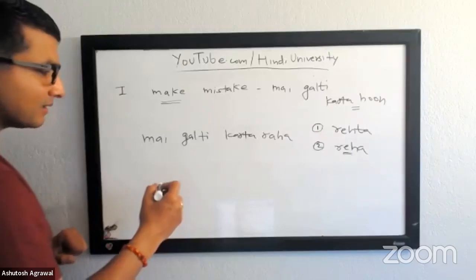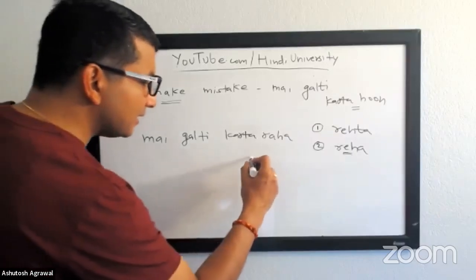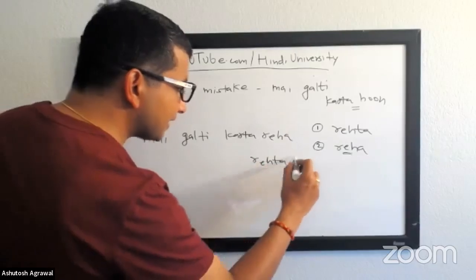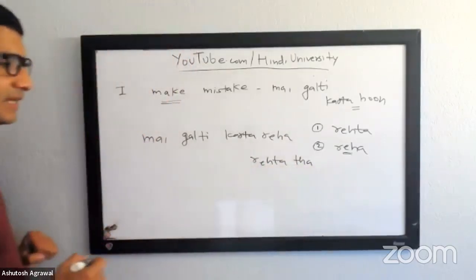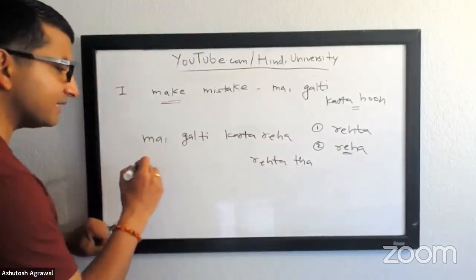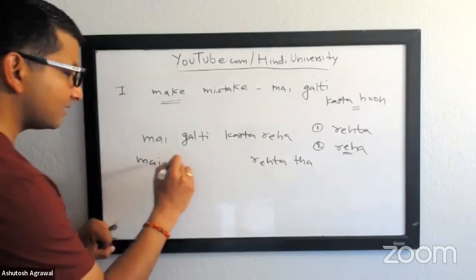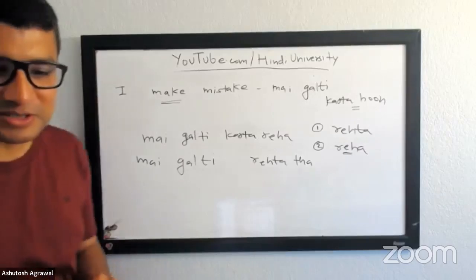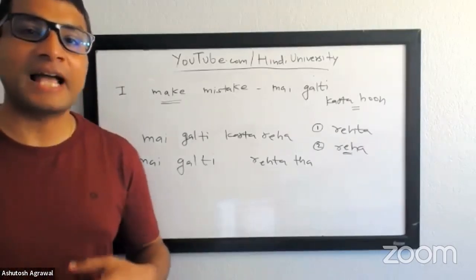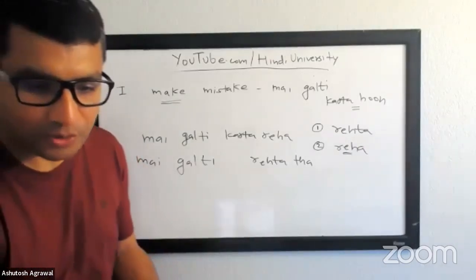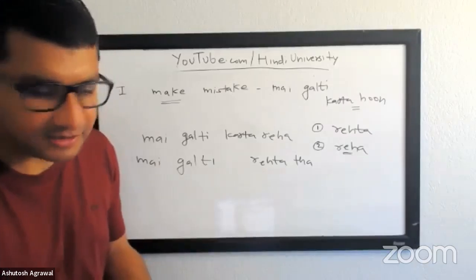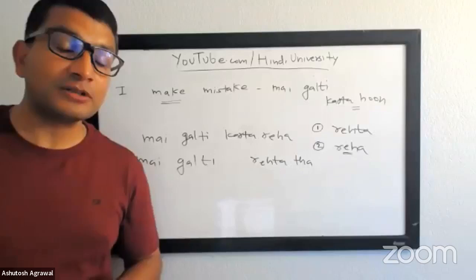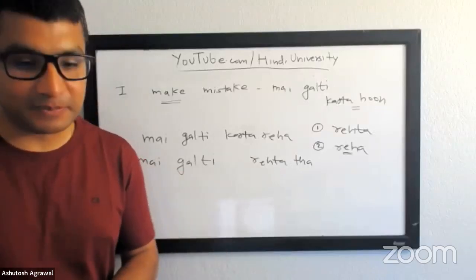When you say मैं गलती करता रहता था, anybody wants to guess what does it mean? मैं गलती करता रहता था. I used to keep on making mistakes. Yeah, I used to keep on making mistakes. Basically, it was a habit. Versus like I kept on making mistakes, you're showing that maybe I didn't understand that concept and I used to just keep on making mistakes.